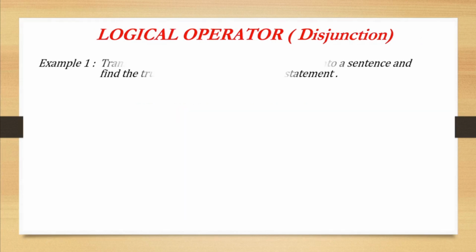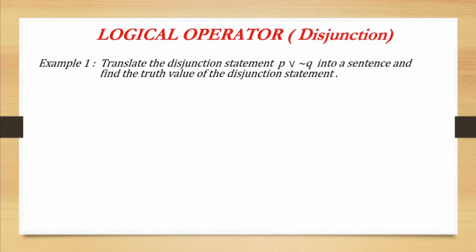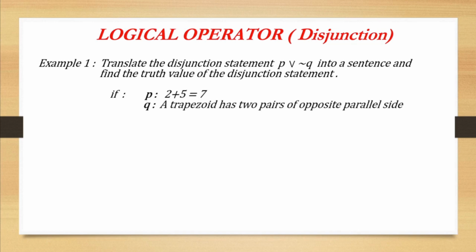Let us have an example. Translate the disjunction statement P or negation Q into a sentence and find the truth value of the disjunction statement. If P is defined by the statement 2 plus 5 is equal to 7 and Q is defined by the statement a trapezoid has two pairs of opposite parallel sides, how are we going to translate the given logical symbol into a statement?